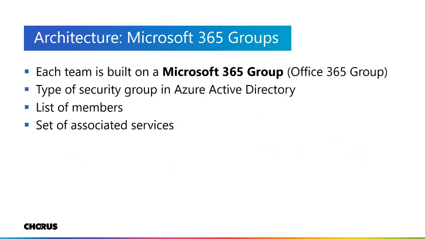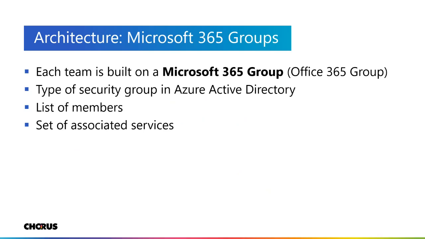So Microsoft 365 groups are central to how Teams works. Microsoft 365 groups were called Office 365 groups until a week or two ago, so you'll still see both names out there in lots of places. Most of you probably know this already, but a Microsoft 365 group is a type of security group in Azure Active Directory. Like any security group, it's got a list of members, but it's also got a set of associated services. These groups aren't new at all.